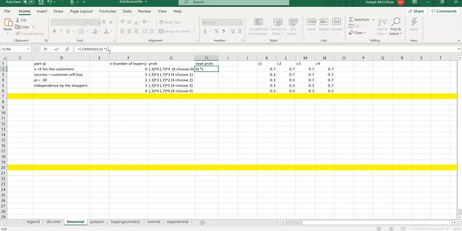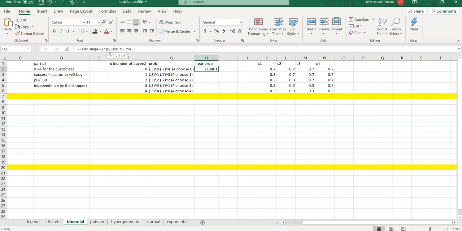Times, and then I'm going to write the rest in. 0.3 raised to the 0 times, can't type, sorry guys, I don't need parentheses, 0.7 raised to the 4. And we get, there's the odds of all 4 customers saying no, 24%. That's the odds of all 4 customers saying no, 24% chance.